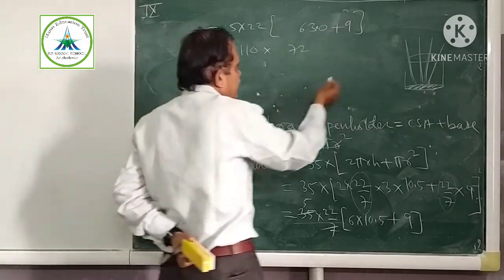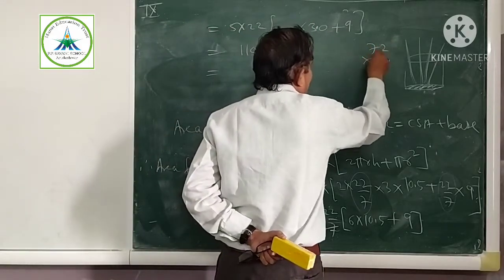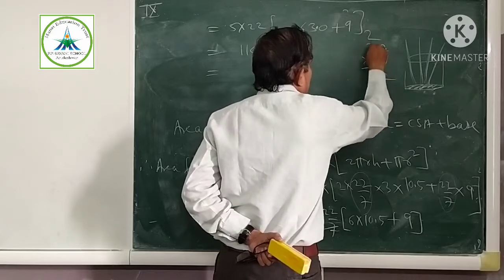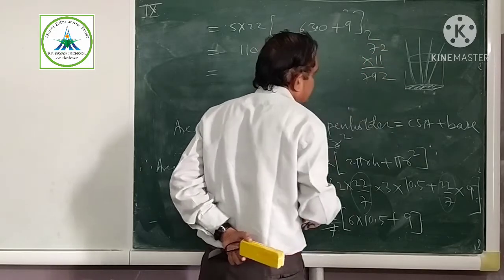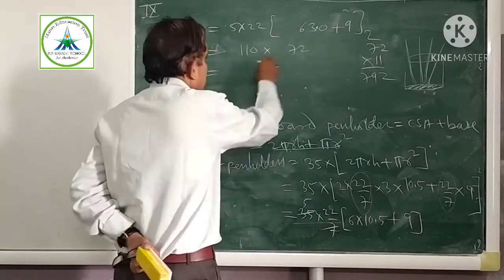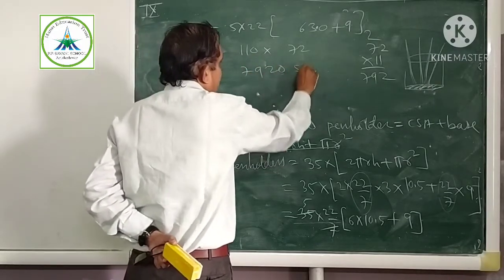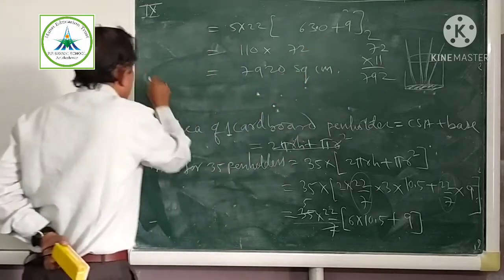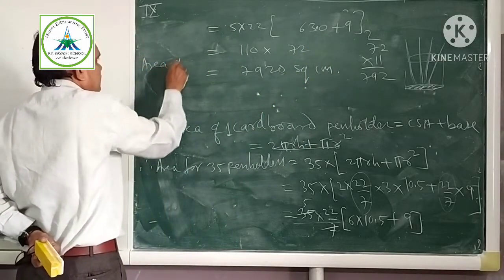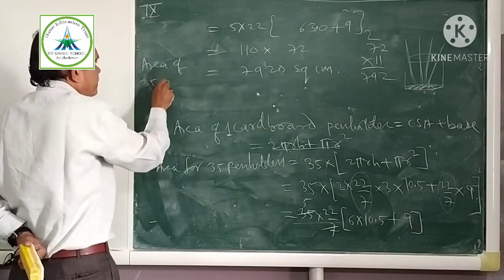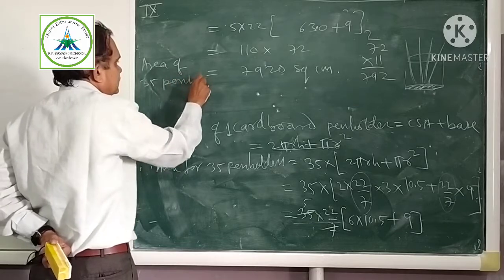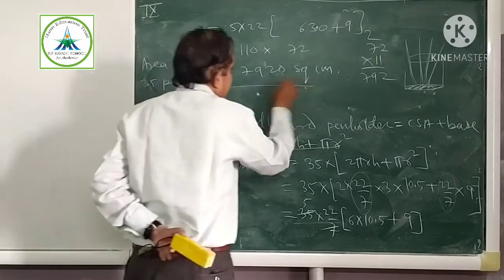Now multiply by this one: 72 multiplied by 11. Multiplied by 10, that is 7920 square centimeter. This is the area of 35 pen holders. This much area is required.